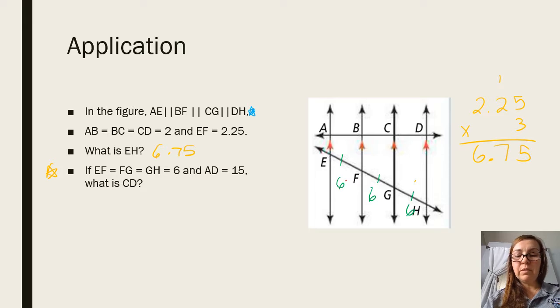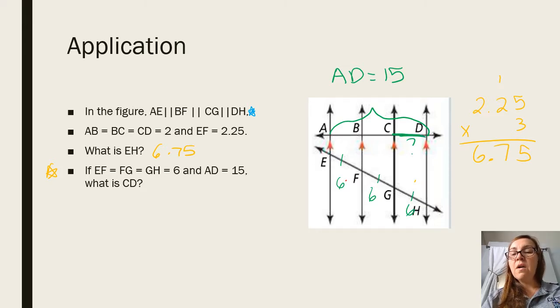Okay, so this is a different problem. They're giving us that these are all congruent to each other and they're all equal to 6. And now it gives us this entire AD is equal to 15. And they want to know, what is this little piece right here, CD?